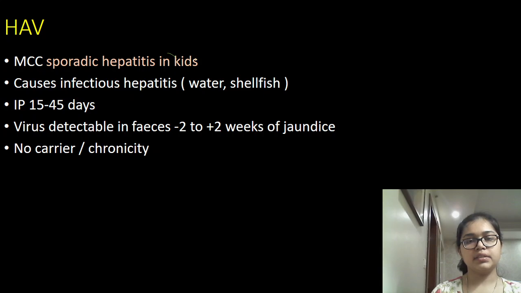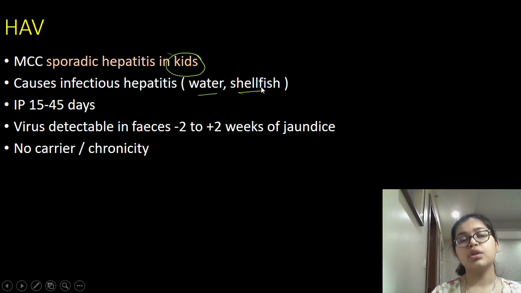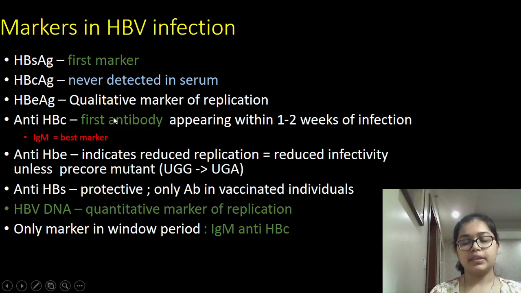Hepatitis A virus is the most common cause of sporadic hepatitis in kids. It causes infectious hepatitis through water and shellfish. So if the question mentions water, shellfish, features of hepatitis in kids, it's likely to be hepatitis A. Incubation period is 15 to 45 days.